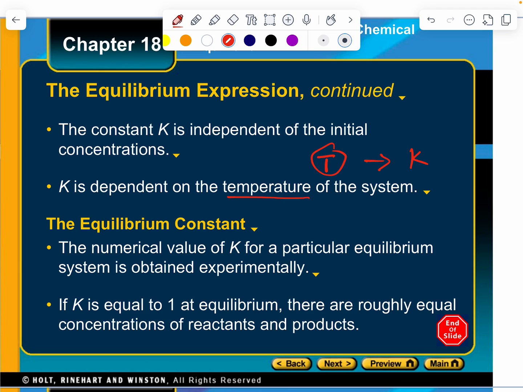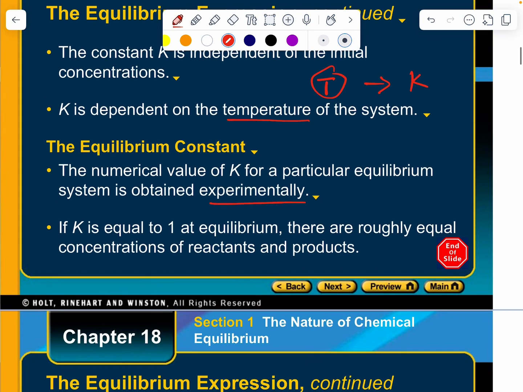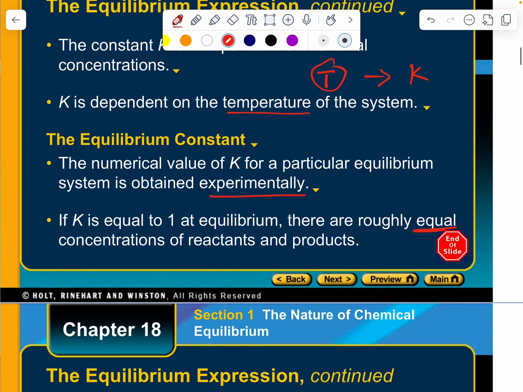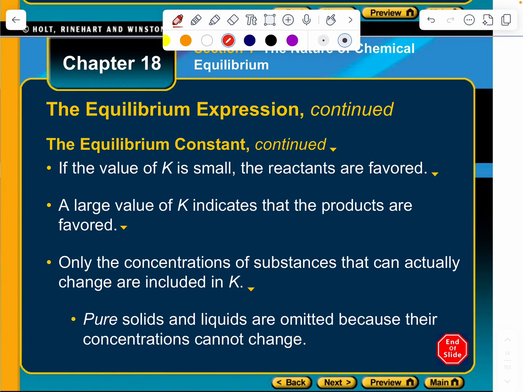Okay. The numerical value of K for a particular equilibrium system is obtained experimentally, for sure. In chemistry we have experiments, that's what we do. If K is equal to 1, there are roughly equal amounts or concentrations of reactants and products. And if the value of K is smaller than 1, the reactants are favored. And a large value of K, higher than 1, indicates the products are favored.